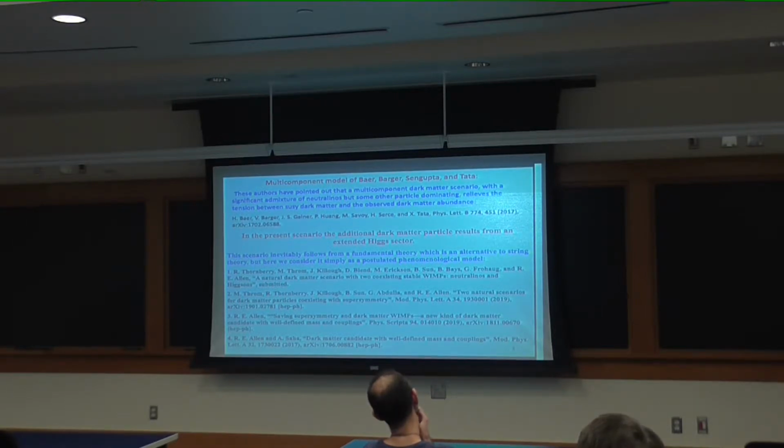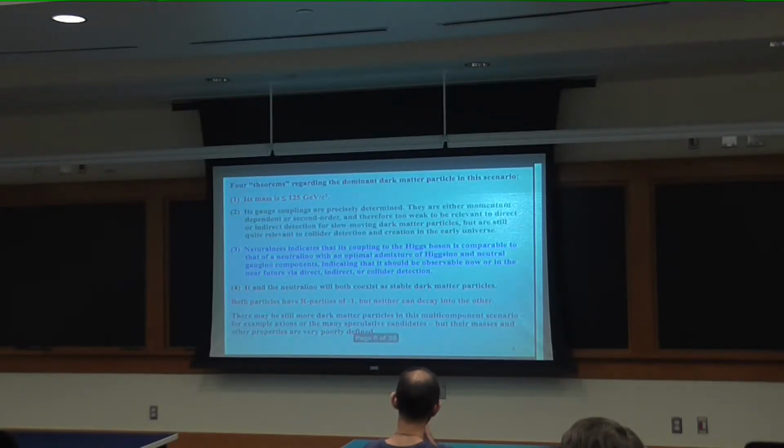In our scenario, the additional dark matter particle is not the axion, but it results from an extended Higgs sector. It's extended in a different way from what you've seen in other talks. Here are our papers down here, which I also gave reference to in the abstract. There are 4 theorems about this particle. I use theorems in quotation marks, but actually there are 3 rigorous theorems regarding this particle.